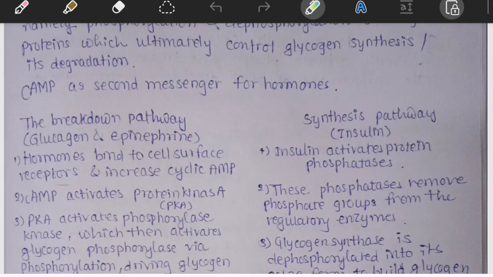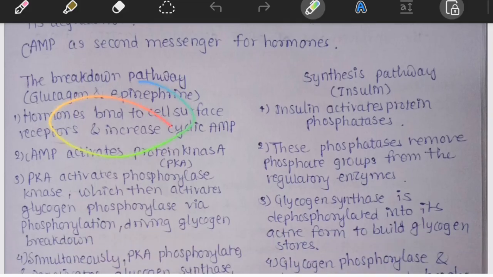These hormones bind to the receptors on the cell membrane. Binding activates the formation of cyclic AMP. Remember, cyclic AMP is the second messenger, and the hormone is the first messenger. Cyclic AMP activates protein kinase, that is PKA.